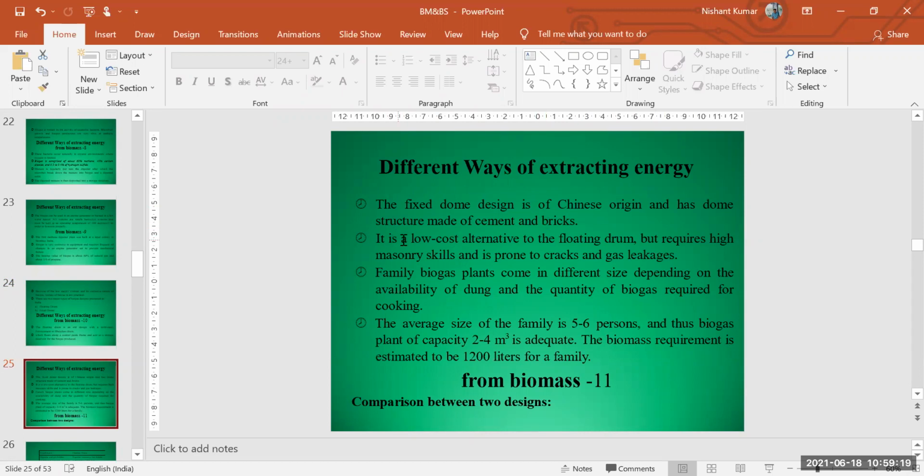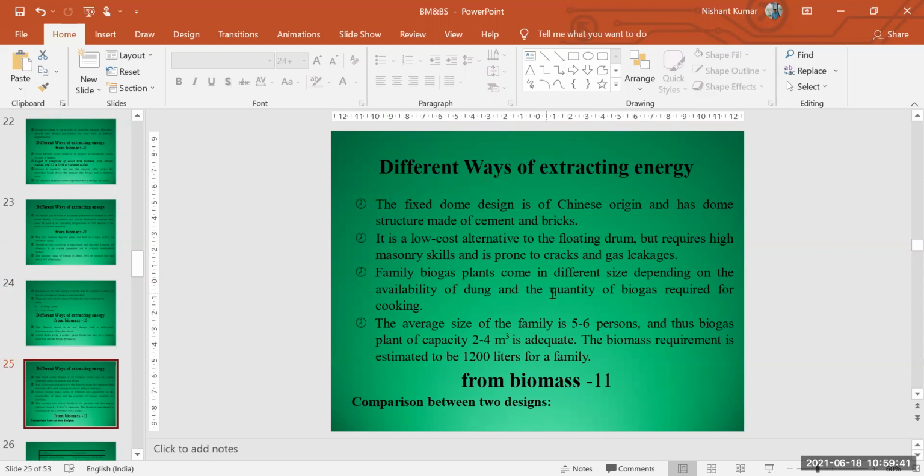So it is a low cost alternative to the floating drum, but requires high masonry skills, and it's prone to cracks and gas leakage. Yes, it is fixed, and very prone to cracks and gas leakages.